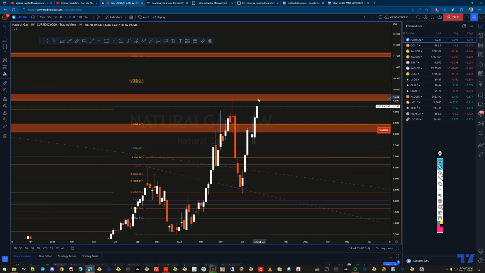And even if it tries to go beyond this FCP zone and touches 10, I will be very careful with long positions. I'll rather look for short positions because the FCP zone is right there, and 10, a psychological number, is there. I will only go for a long position if it strongly breaks through this 10 and then performs a retest, or some kind of confirmation comes here, then only I look for a long position. So this is what we have on US oil and NatGas.